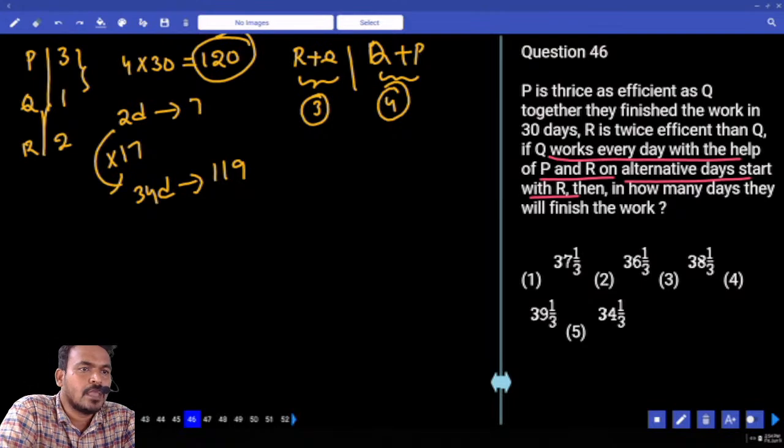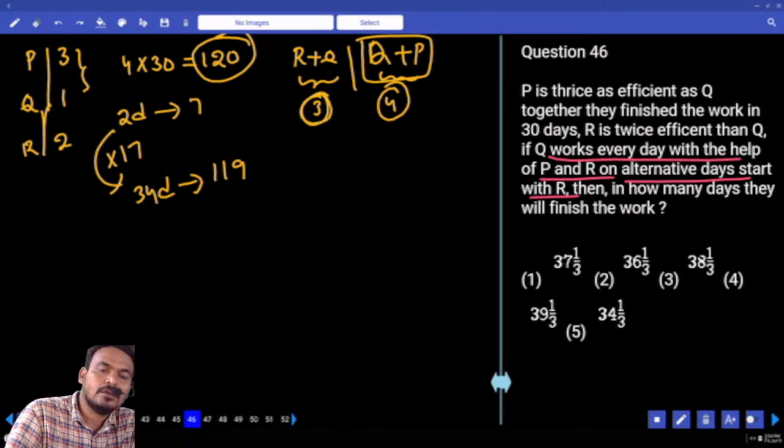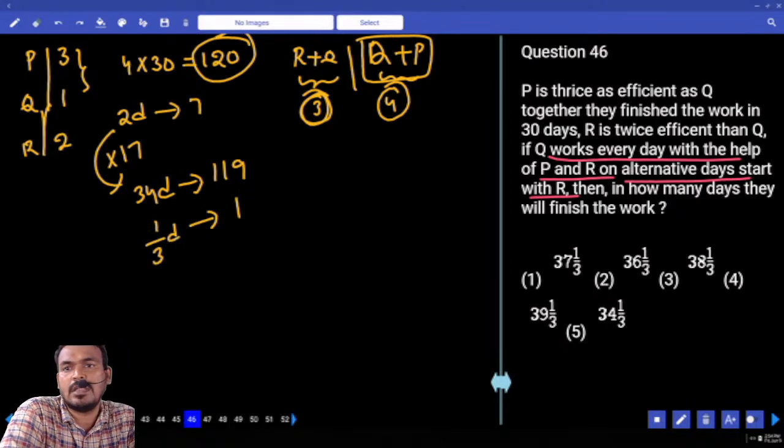119 parts, is it not? On the 34th day which ones are working? Q plus P. Next day which ones are working? R plus Q or not? What is the 1 day work of R plus Q? 3 parts. What is the remaining work here? 1 part. That 1 part is completed by R plus Q. How much time is taken? 1/3 day or 1 day?